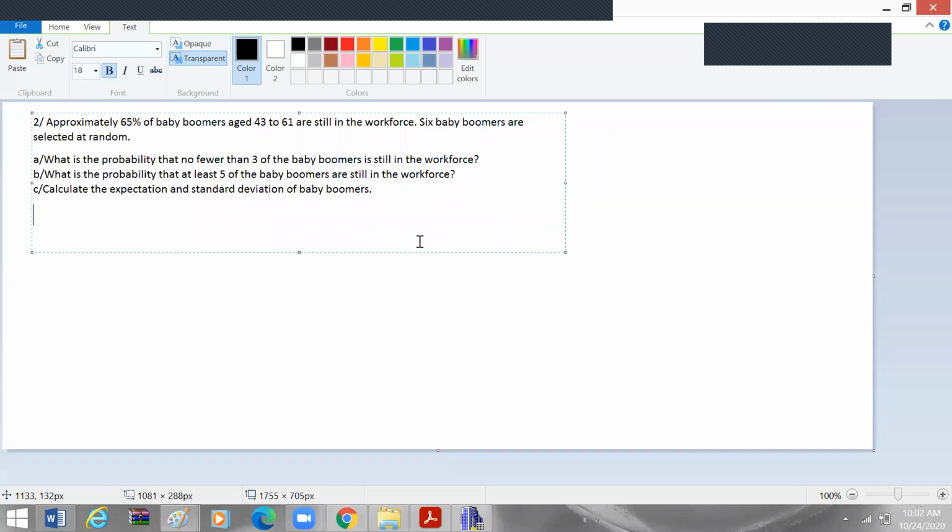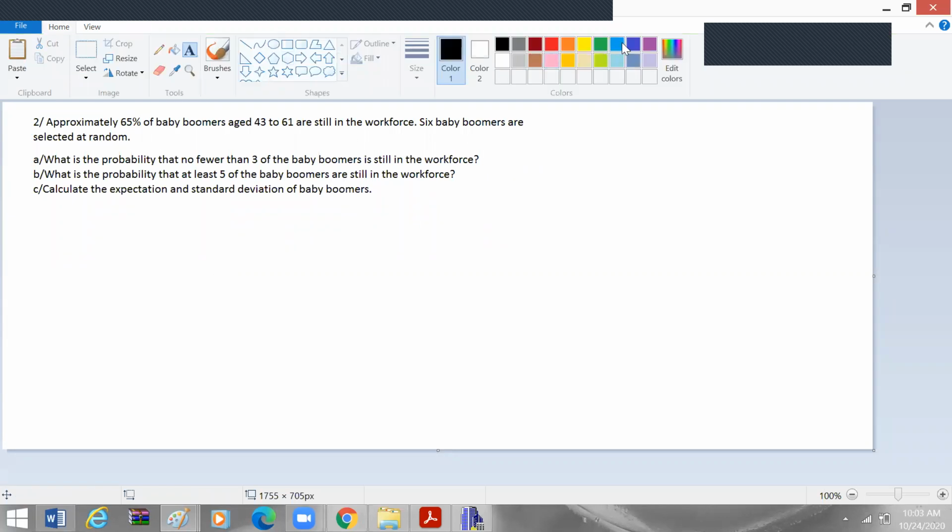So the baby boomers will be the kids born after 1945, after World War II, and of course they're much older than me. So the baby boomers, ages from 43 to 61, are still in the workforce. This question is more than 20 years old, but anyhow, it's not going to be a thing, right? Approximately 65% of baby boomers aged 43 to 61 are still in the workforce. Okay, so 65%. So that will be the P.